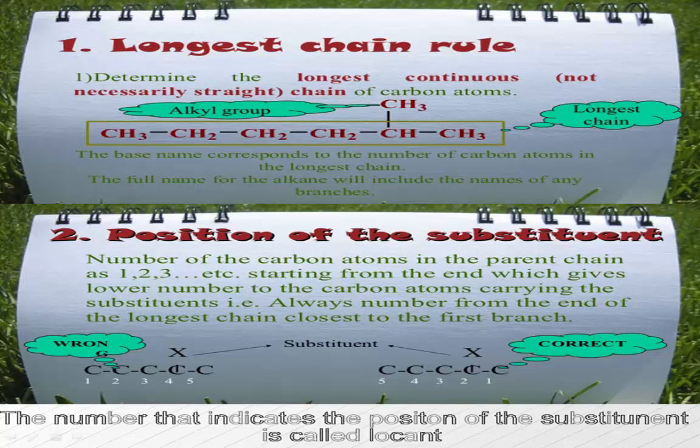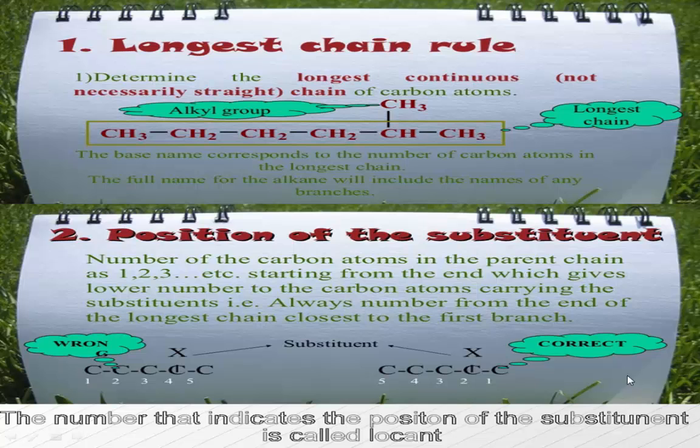In that first one, longest chain rule. Students, while writing the IUPAC name, first we select the longest carbon chain in the given compound and give the number according to the root word. See here, in presence of longest chain rule, determine the longest continuous chain of carbon atoms.